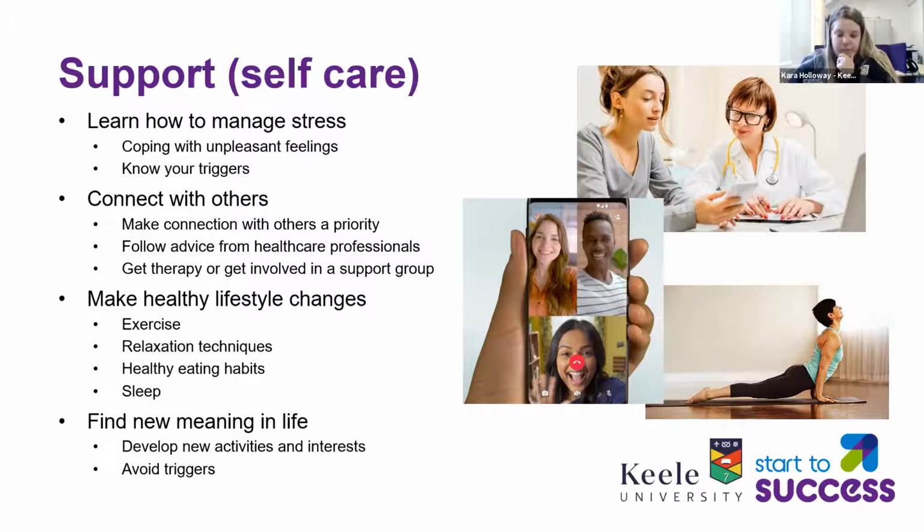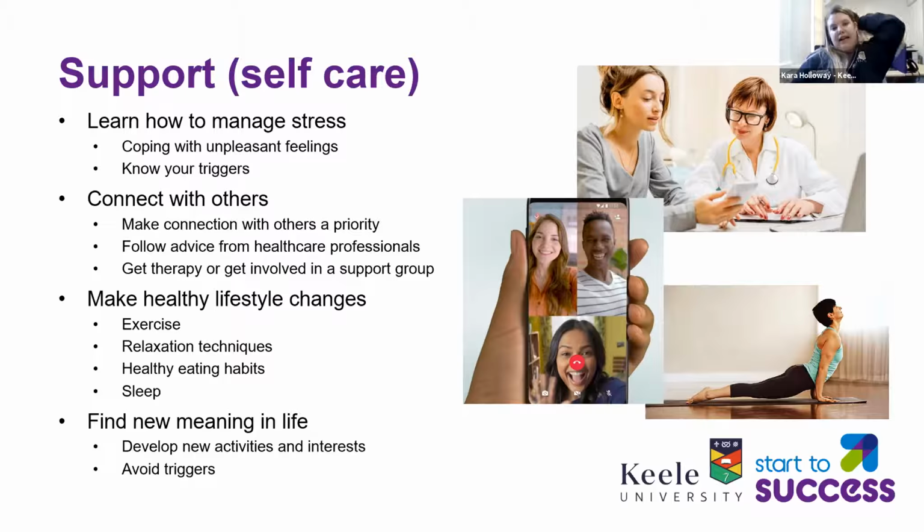So if they know, for example, that big life changes is something that will trigger them, it's about having a plan in place to understand how they can recognise that that might be the case and what they would do instead of considering prior unhealthy behaviours.